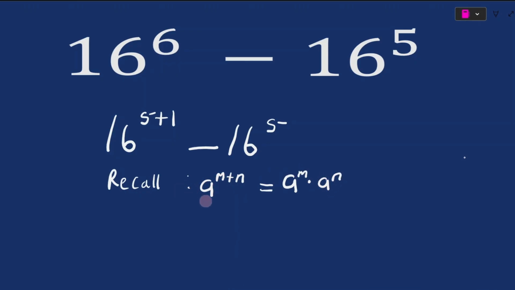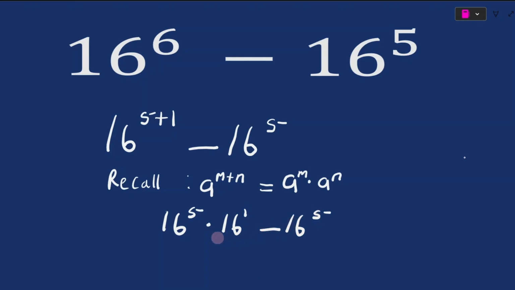Applying this law of exponent to the above equation, we will now have 16 raised to power 5 multiply 16 raised to power 1, which is equal to 16 raised to power 5. The next thing to do is for us to factorize this. If we apply this law of exponent to the above expression, we are going to have 16 raised to power 5 multiply 16 raised to power 1 subtract 16 raised to power 5.